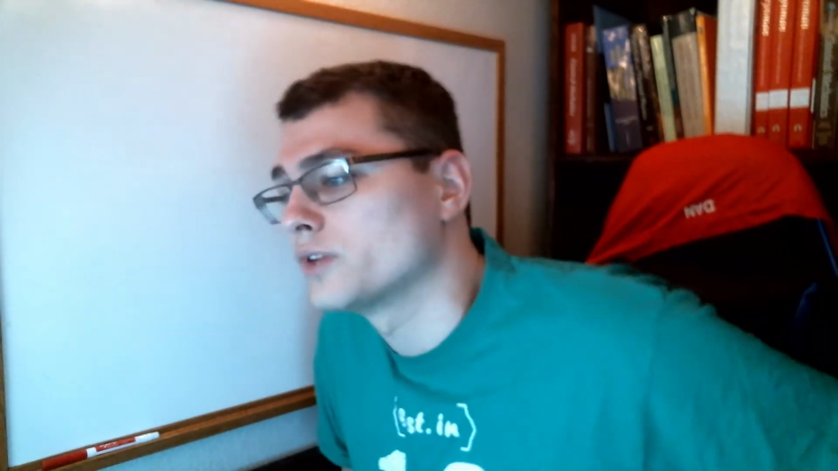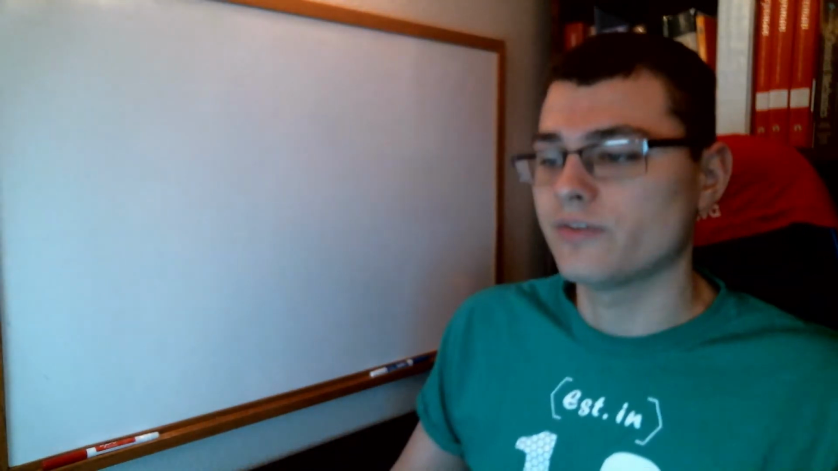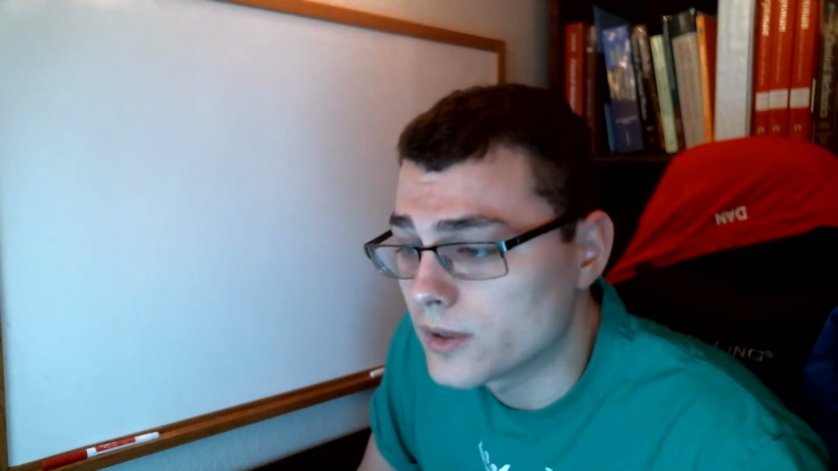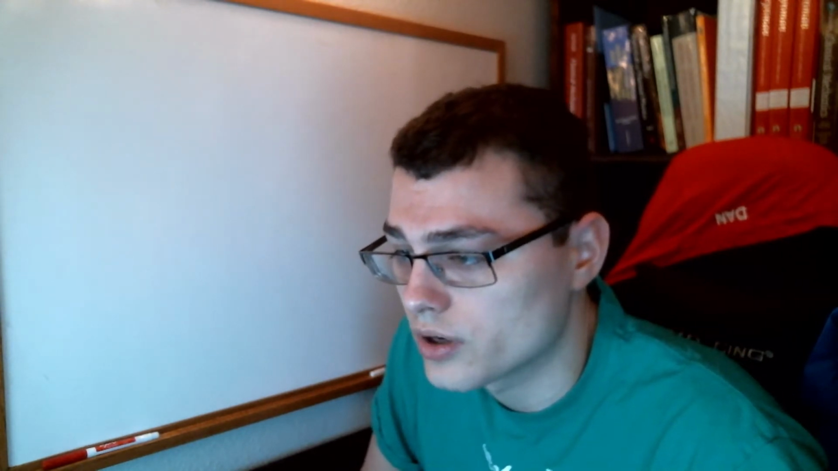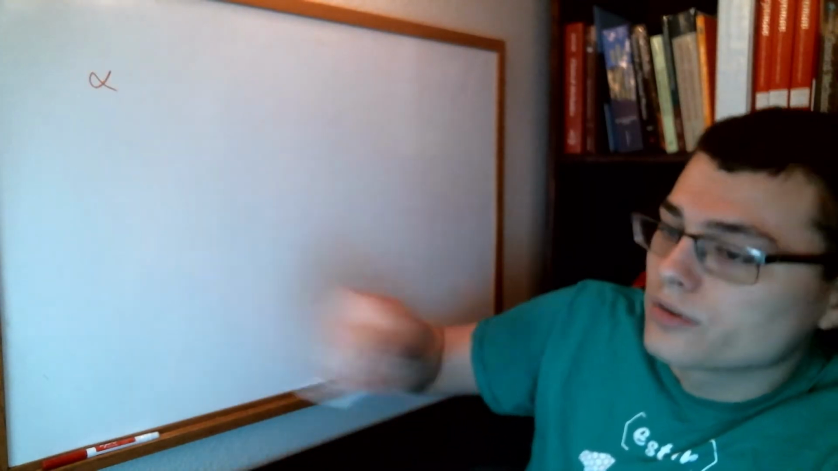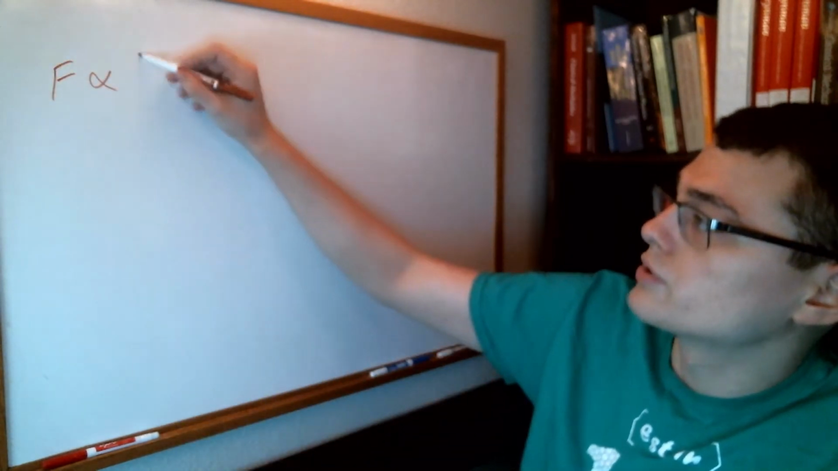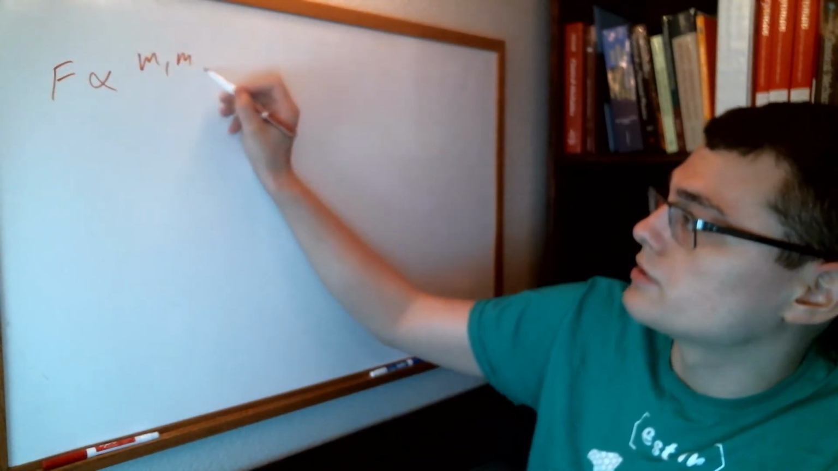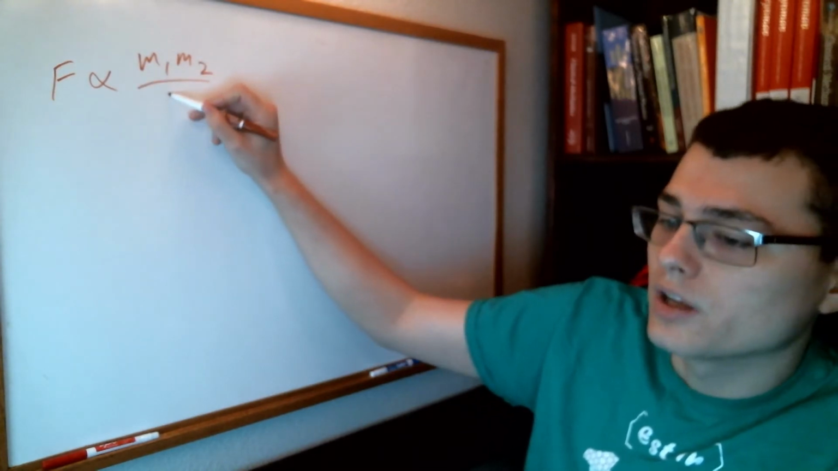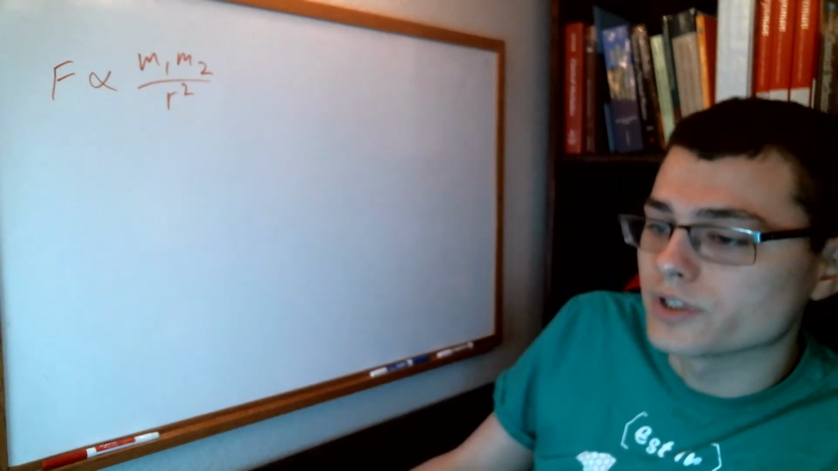So we have Newton's law of gravitation, published in 1687, and it's stated as follows. Every particle of matter in the universe attracts every other particle with a force that is directly proportional to the product of the masses and inversely proportional to the square of the distance between them. So this gravitational force is directly proportional to the two masses, and inversely proportional to the distance squared.